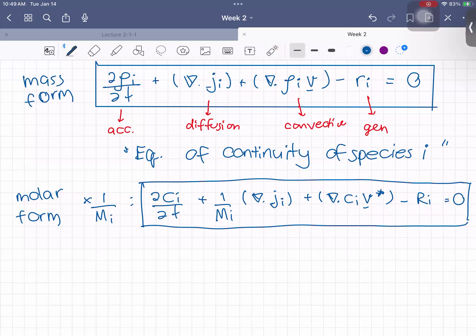Or this term, I can rewrite it. This is the diffusion term, right? This diffusion term I can write as big J star, J_i star. It's the molar diffusion flux.